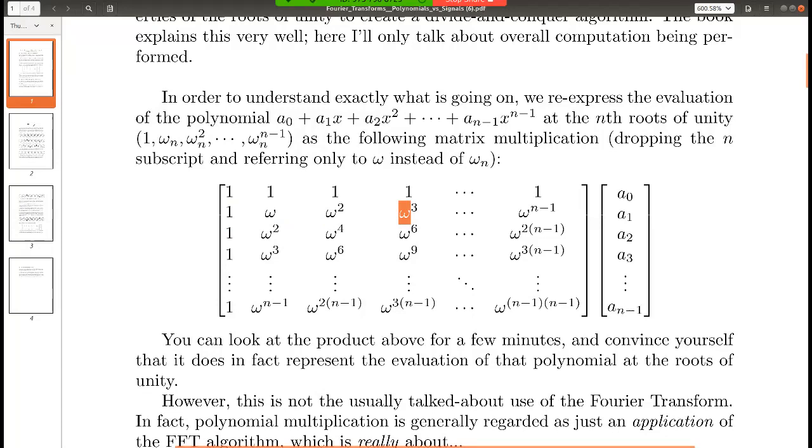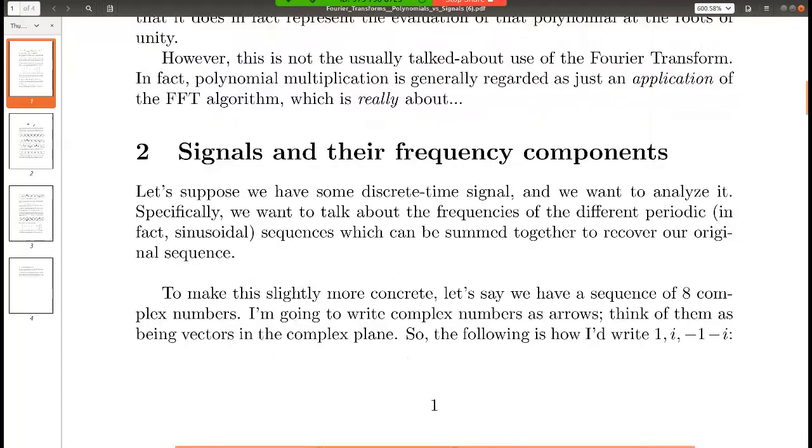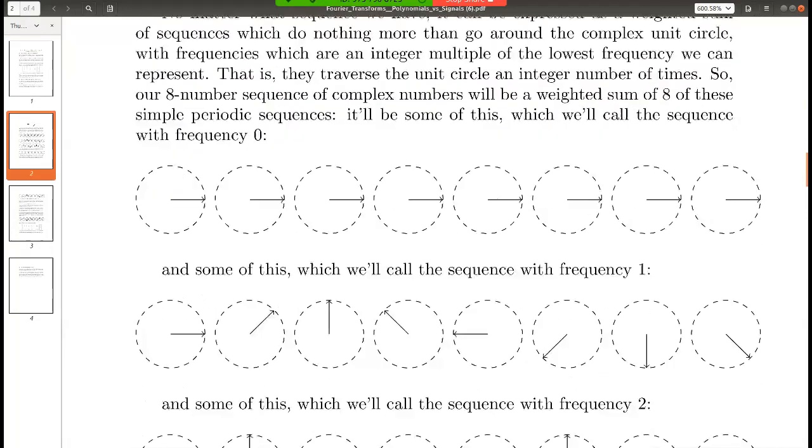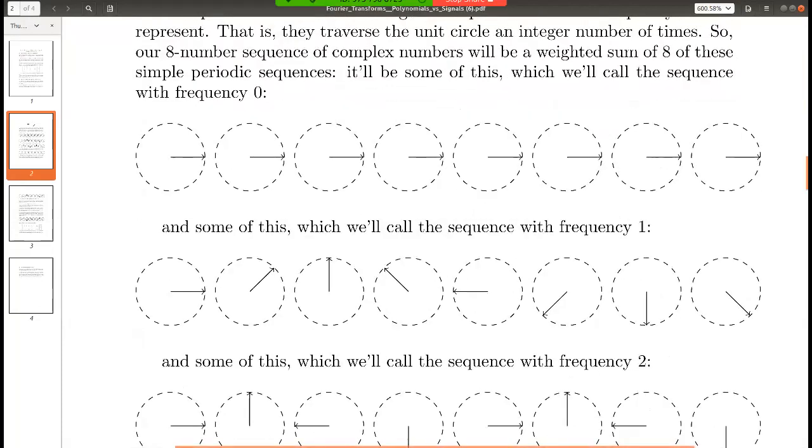Now, when you have the nth roots of unity, and there's a bunch of other stuff here, you can ignore it. I'm going through the note that I wrote about the difference between the Fourier transform in the polynomial view, and the Fourier transform in the signals and frequencies view. But I'm just sort of co-opting the nice pictures that I drew here.